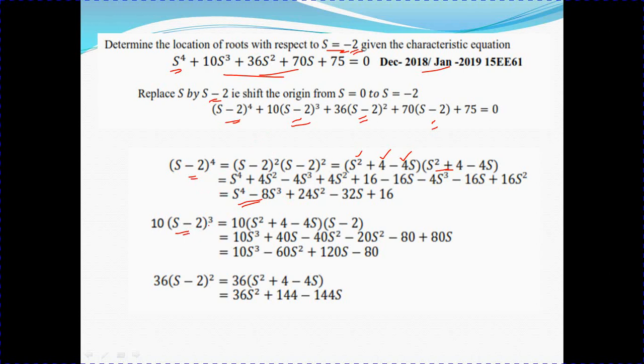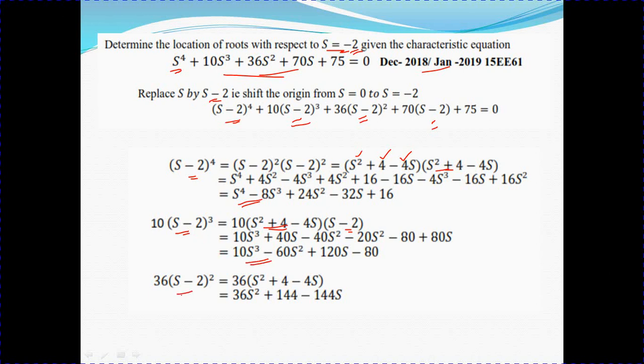If you remember the formula for (a minus b) whole cube, then it is well and good, and if you don't remember it, you write it as (s minus 2) whole square into (s minus 2). For (s minus 2) whole square, the formula to expand is s square plus 4 minus 4s, multiplied by (s minus 2). You need to multiply and simplify it. So this is what we are going to get for the second term.